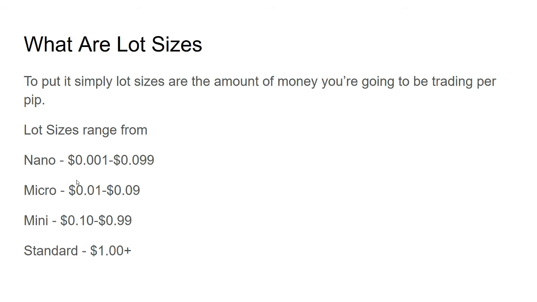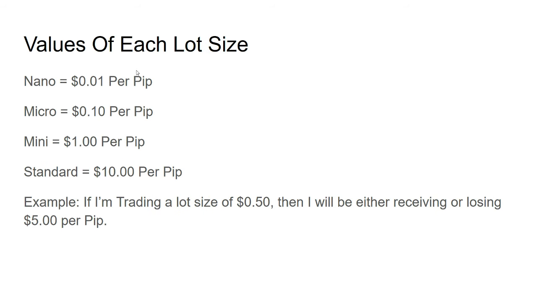So yeah, these are your lot sizes. Values of each lot size: a nano is 1 cent per pip, a micro is 10 cents per pip, a mini is $1 per pip, and a standard is $10 per pip.